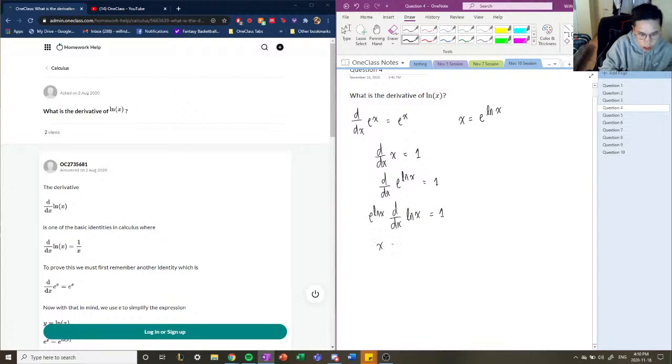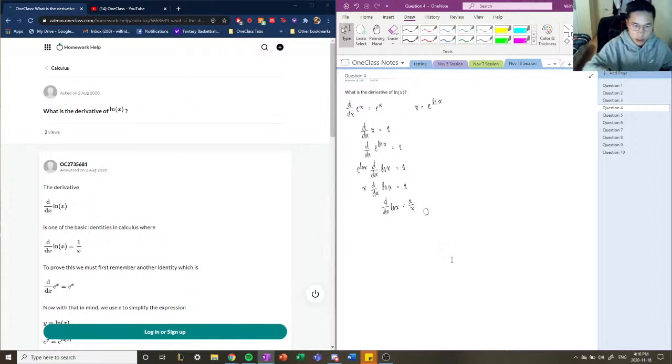So we have x times d/dx of ln x equals 1. And if we isolate for this whole term here, we get d/dx of ln x equals 1 over x. Okay, so that's how you can derive ln x, and this is the proof for it. So this is the proof. So the second proof, I'll run through what the junior tutor wrote.